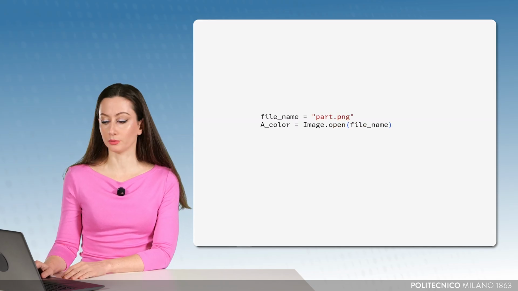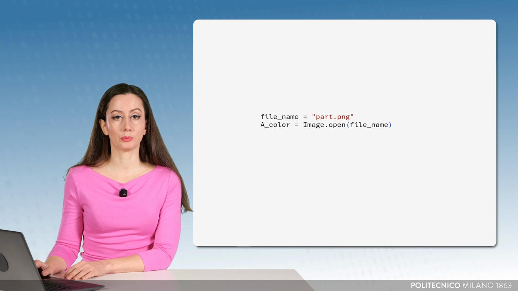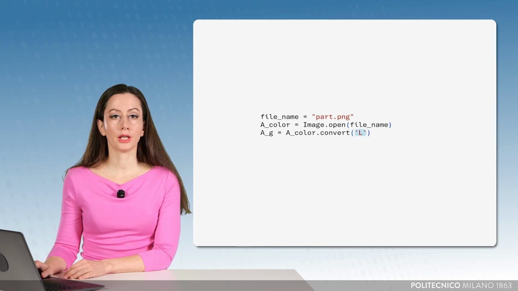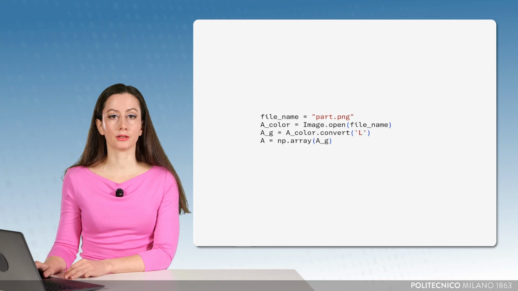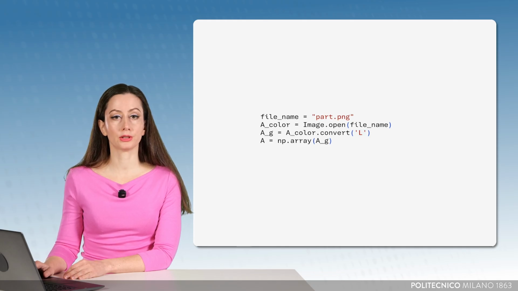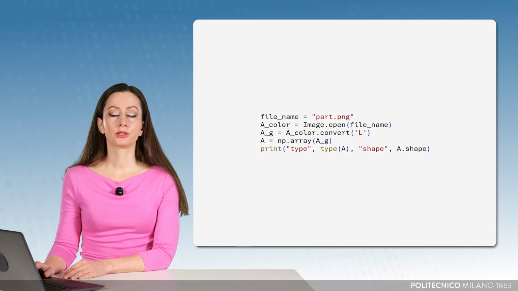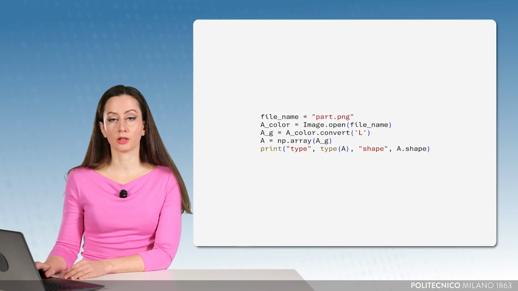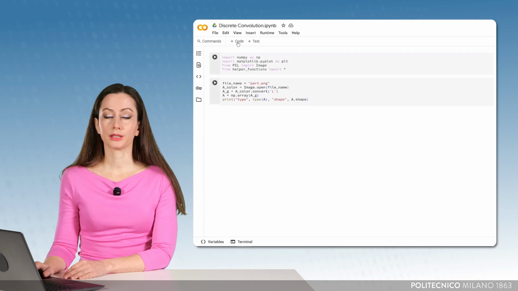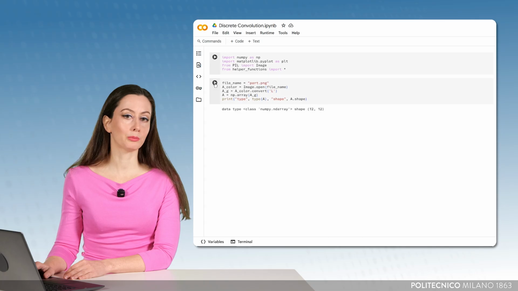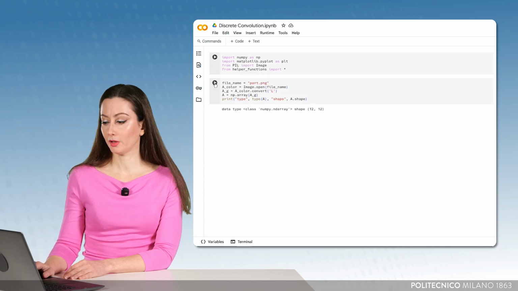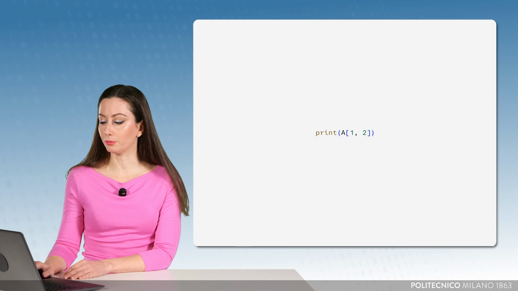Let us load the image as a matrix. So first we use the Image module to load the image contained in part.png. Then we convert the color image into grayscale using the method convert and the option L. And finally, we convert this grayscale image into a NumPy array using this syntax. With the instructions type and shape, we can extract some information on A. As we can see, it is an n-dimensional NumPy array of shape 12 by 12, matching the number of pixels of the image. So how does a two-dimensional NumPy array work?